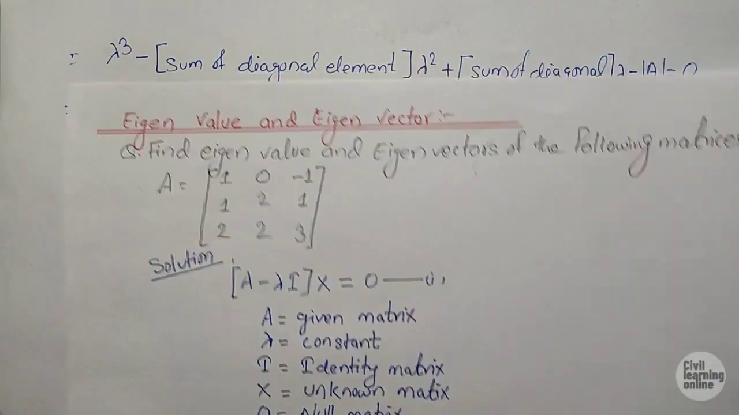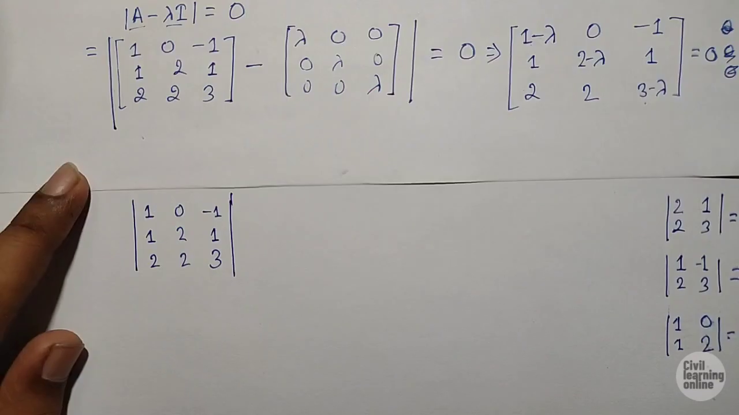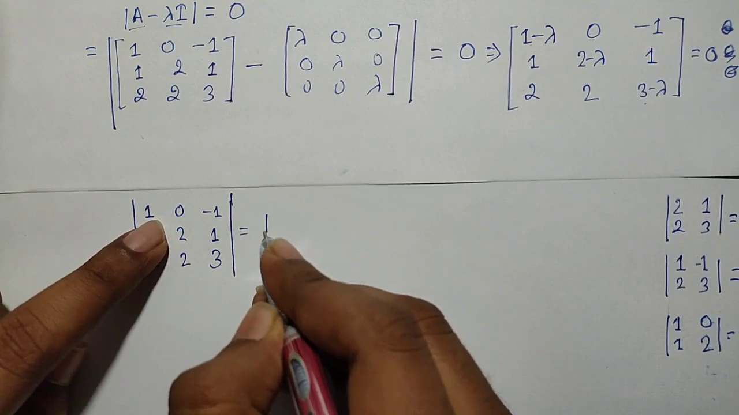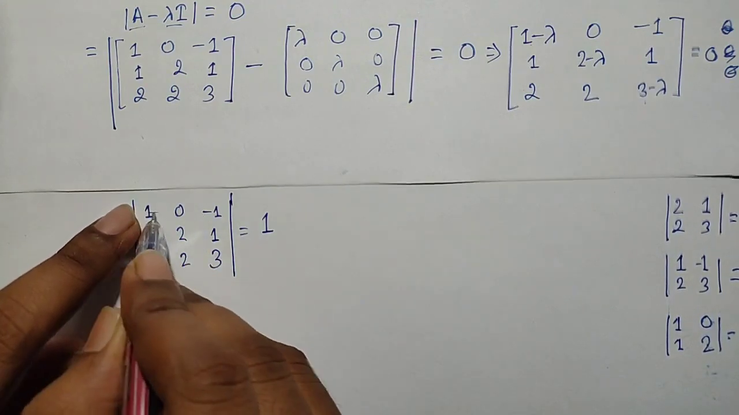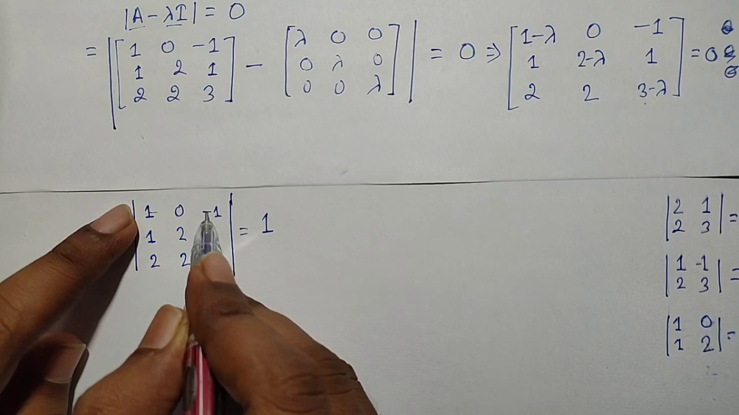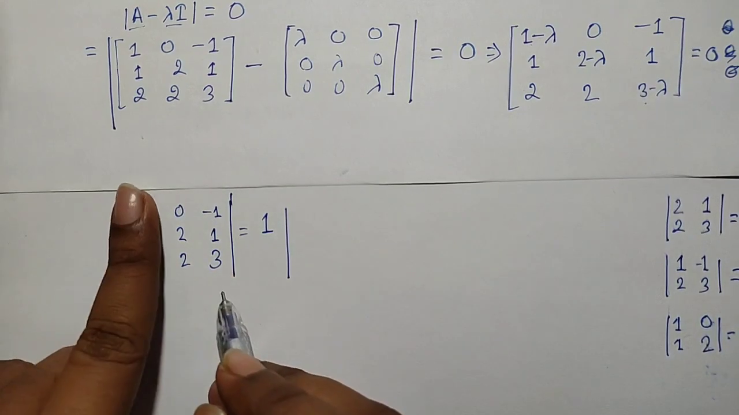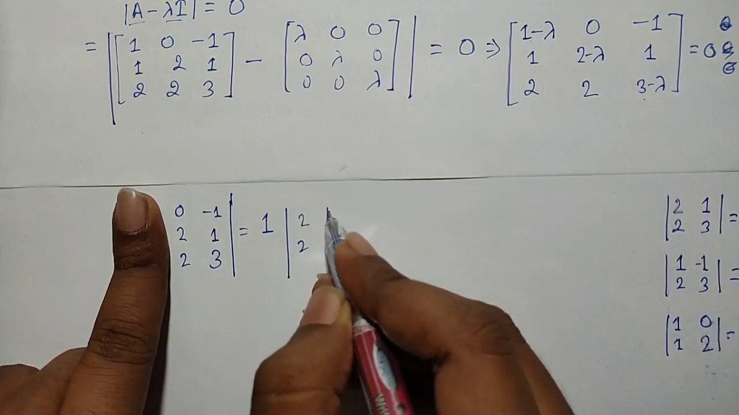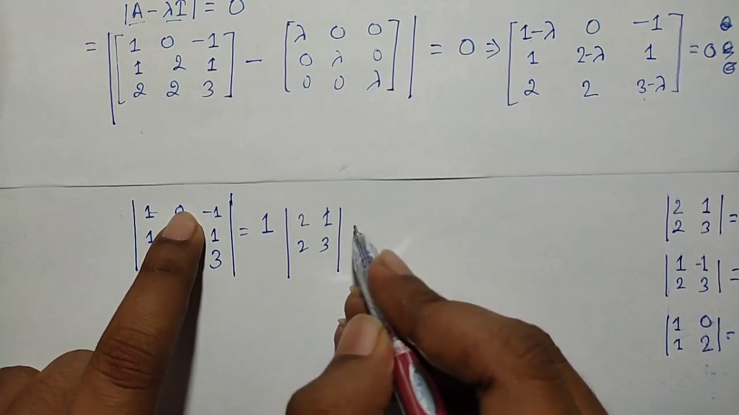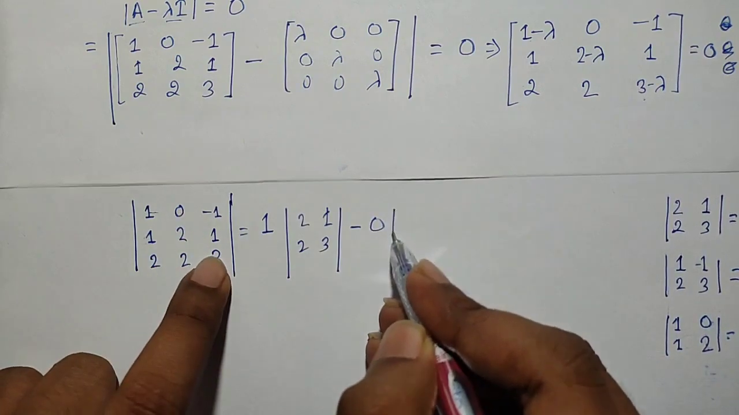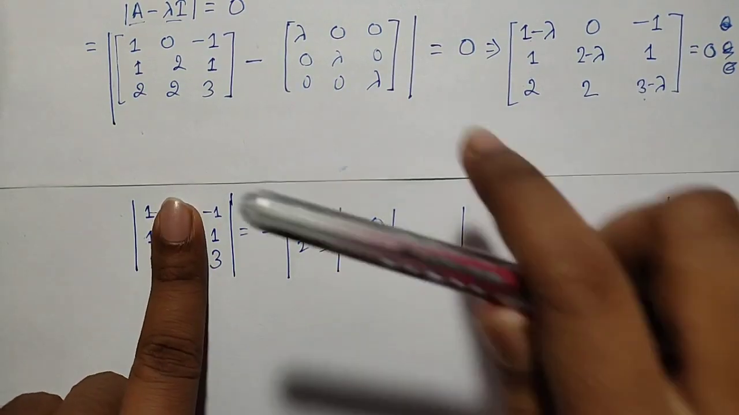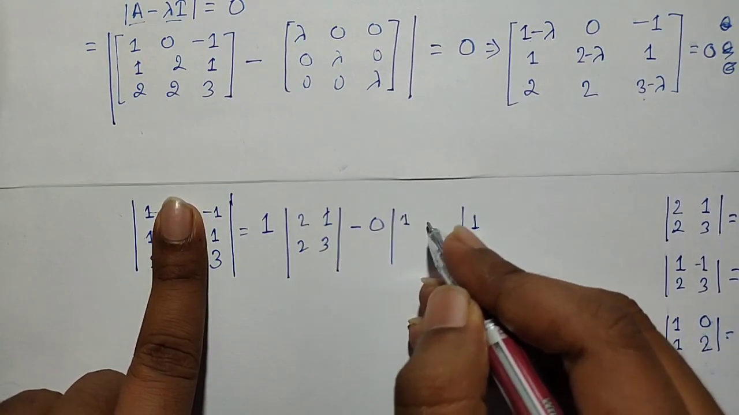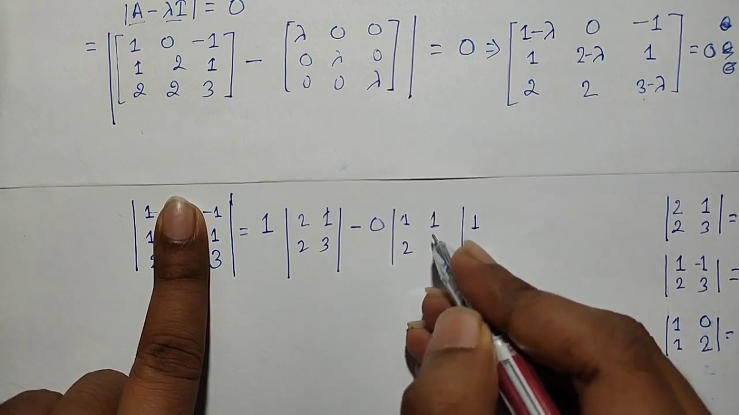So let us see how to find the determinant of A. So here is the matrix A, and let us find the determinant of A. So for the determinant of A, I will be finding the determinant with respect to this row. So 1 times, cover this and this, then it will be 2, 2, 1, 3, and for the second we will take 0 times all the other values, 1, 2, 1, 3.